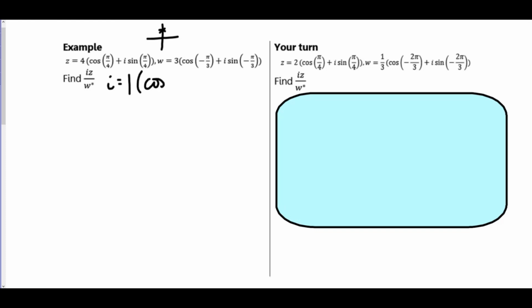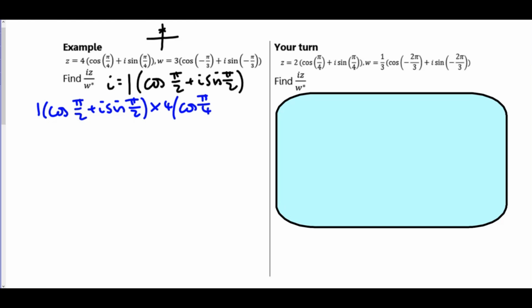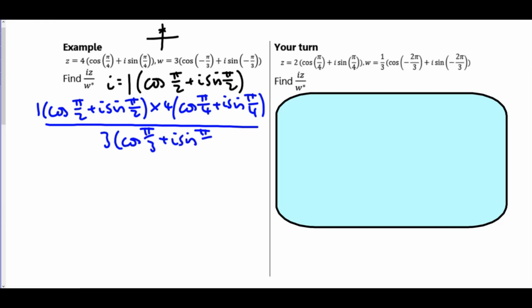Okay, so I can write this as 1 cos pi over 2 plus i sine pi over 2. Now we can put all this together. So i is 1 cos pi over 2 plus i sine pi over 2. You don't need to include the 1, but I'm going to. Z from the question is 4 cos pi over 4 plus i sine pi over 4. And that's over w conjugate. Remember, we changed the sign on the argument for the conjugate, so that'll be 3 cos positive pi over 3 plus i sine positive pi over 3. We needed to say plus in between those.